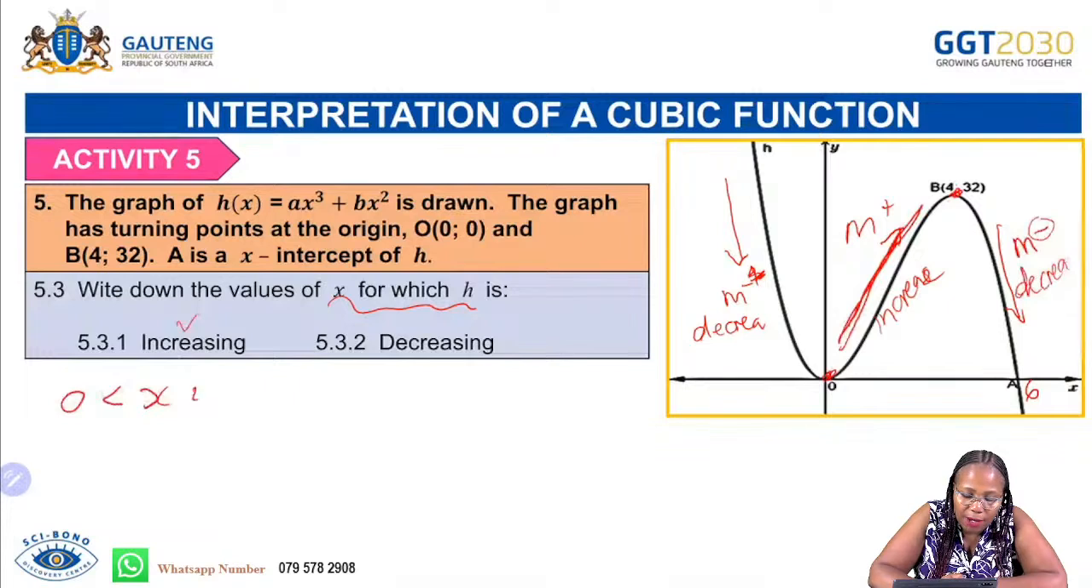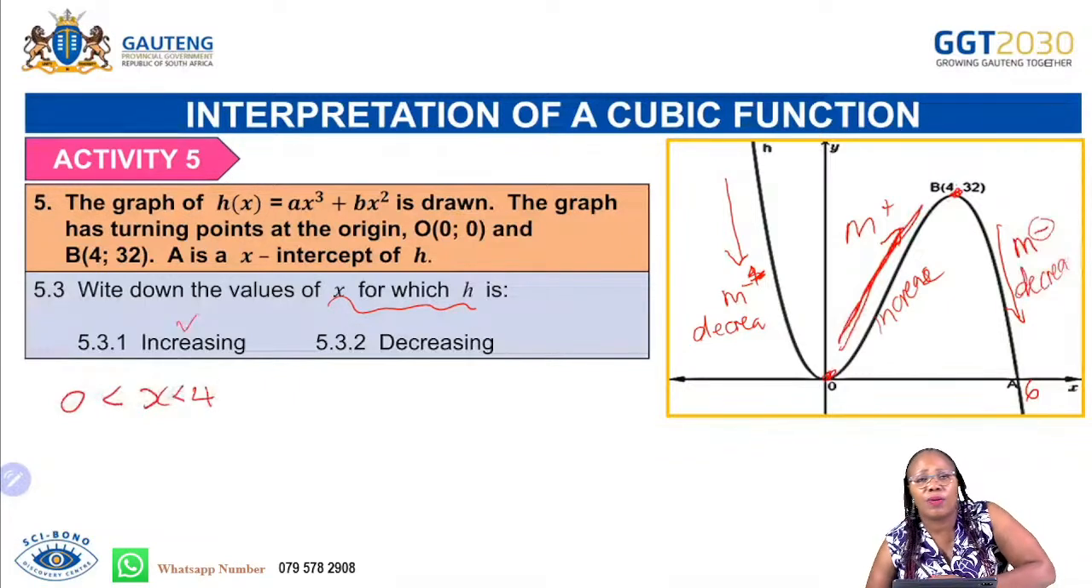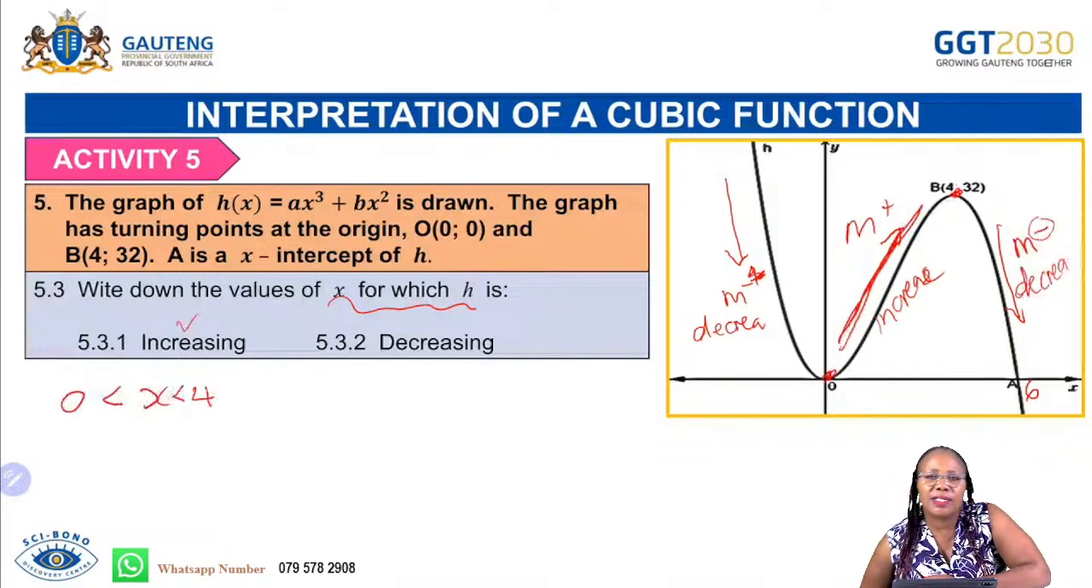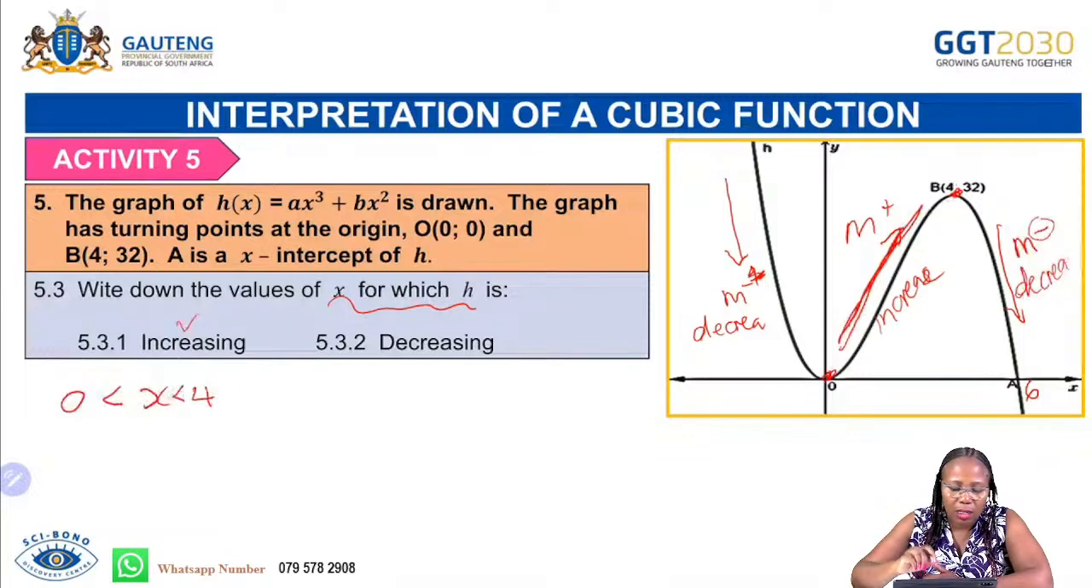Between 0 and 4. We can't put an inequality sign with equal to there. We can't say greater than or equal to, because at equal, this is stationary. Now this is the solution for increasing.